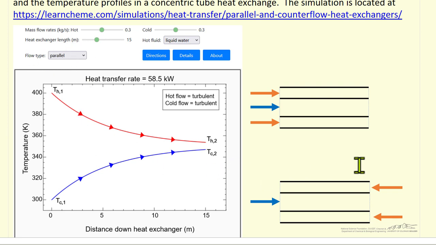I'm showing parallel flow, but we can also have counterflow, in which the cold fluid flows in one direction and the hot fluid flows in the opposite direction. So let's look at this simulation to better understand the processes.